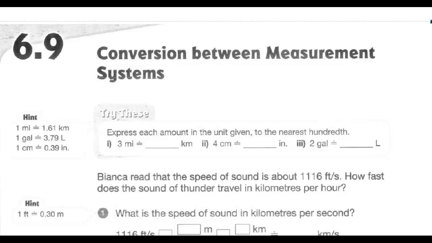Let's take a look at Try These. It says express each amount in the unit given to the nearest hundredth. So these are linear measurements, the first two. Miles is imperial, kilometers is metric. They've given us the conversions here, although you can look in the back of your book as well. So if 1 mile is 1.61 kilometers, then 3 miles means we have to multiply this by 3.